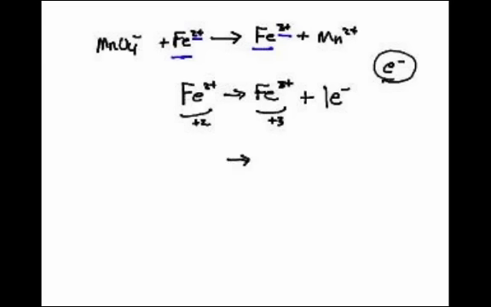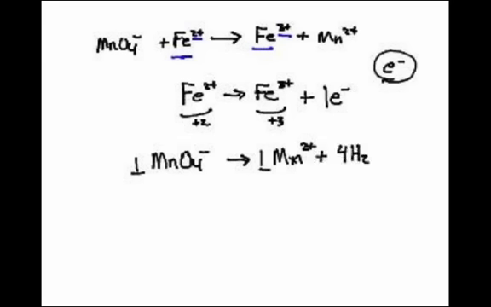Now let's do this next side. We're going to say permanganate, MnO4 negative, and that goes to Mn2 positive. So this is the second half reaction. Now balance everything except for oxygen and hydrogen. So manganese, one of those and one of those, so we're good there. Now I need to balance the oxygens with water. So I'm going to put in 4 waters on the right.